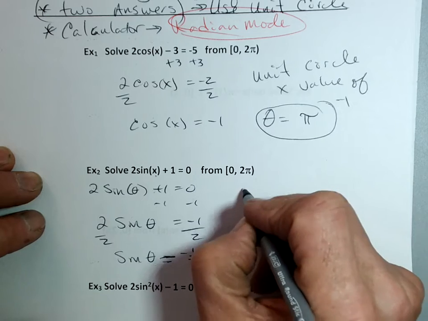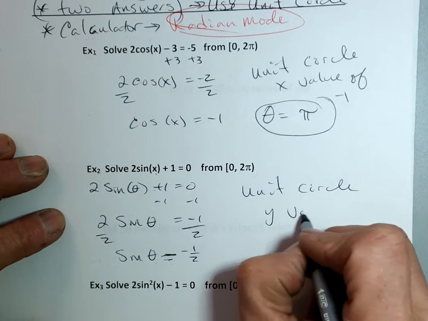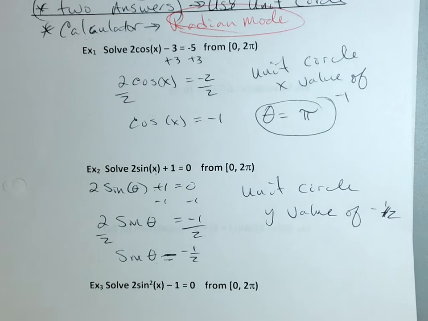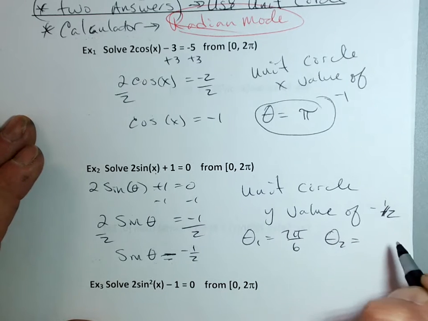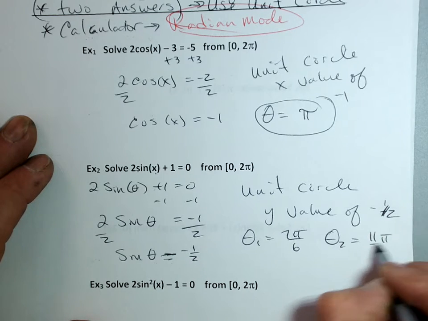So we're going to go to the unit circle, and we're going to find a y value of negative 1 half, right? So we're looking for angles, and the angles are the pi thingies. So negative 1 half is here, and also up here. So it's these two answers, right? 7 pi 6? Yep. So my answers are theta 1, 7 pi 6, and theta 2 is what? 11 pi 6. Good, okay. Not bad.